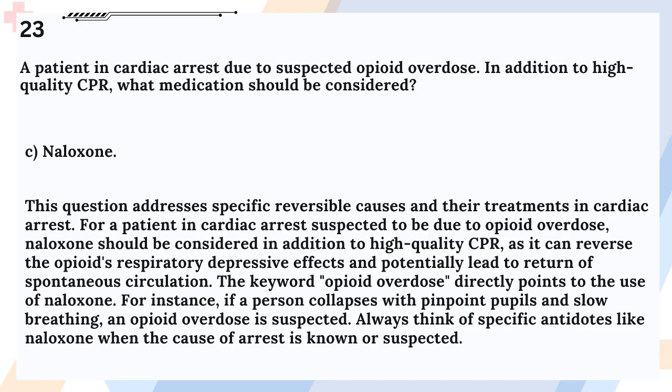For a patient in cardiac arrest suspected to be due to opioid overdose, naloxone should be considered in addition to high-quality CPR, as it can reverse the opioid's respiratory depressive effects and potentially lead to return of spontaneous circulation. The keyword opioid overdose directly points to the use of naloxone. For instance, if a person collapses with pinpoint pupils and slow breathing, an opioid overdose is suspected. Always think of specific antidotes like naloxone when the cause of arrest is known or suspected.